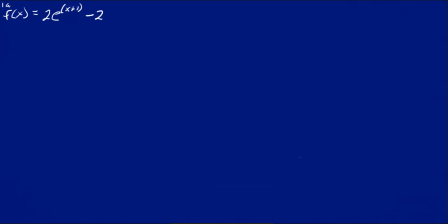Okay, this is our Day 19 Solutions. It's a review for the quiz. We're going to be graphing exponential functions here. The base is this number e. It's just a number, 2.718.